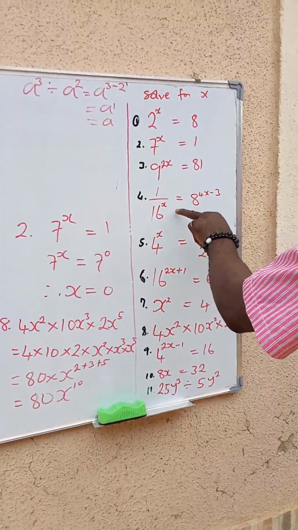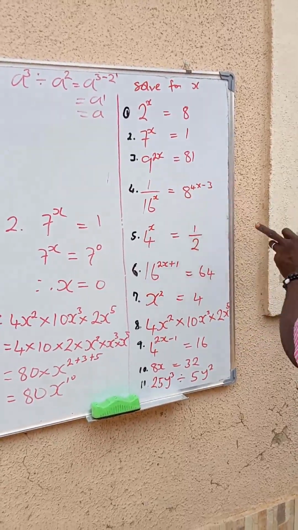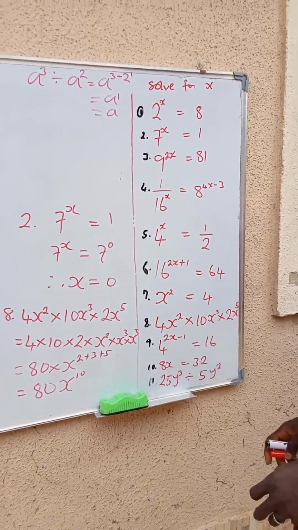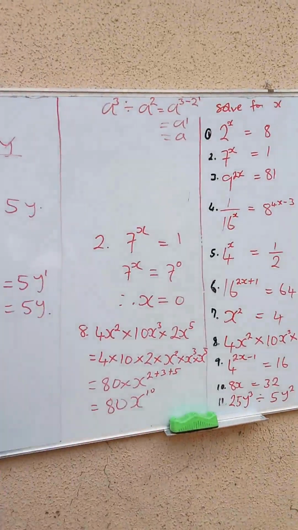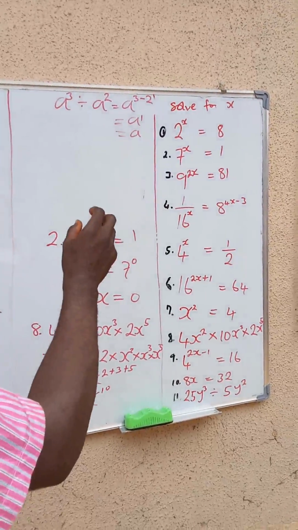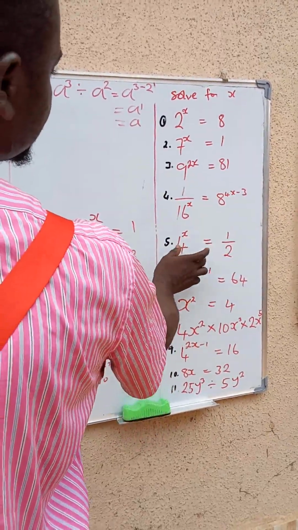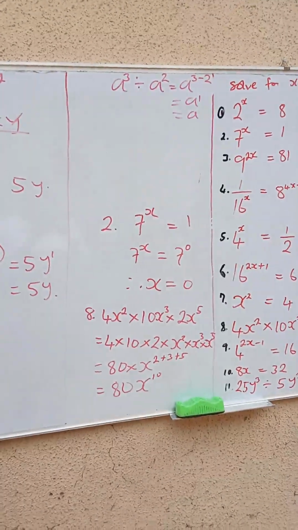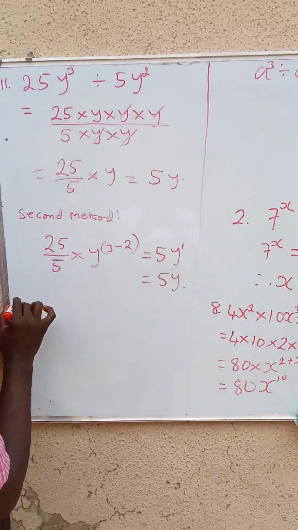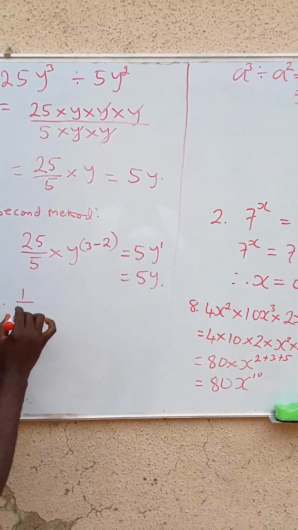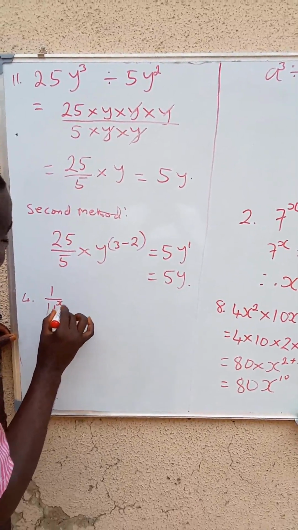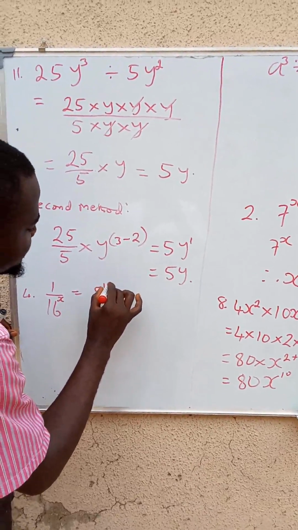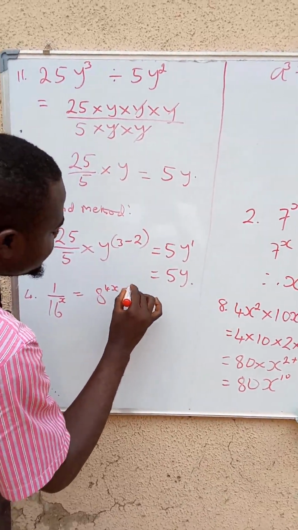Okay, this is a different game. This and this. Then you do the other one yourself. Okay, let me do justice to that. That's number 4. 1 over 16 raised to the power of x is equal to 8 raised to the power of 4x minus 3.